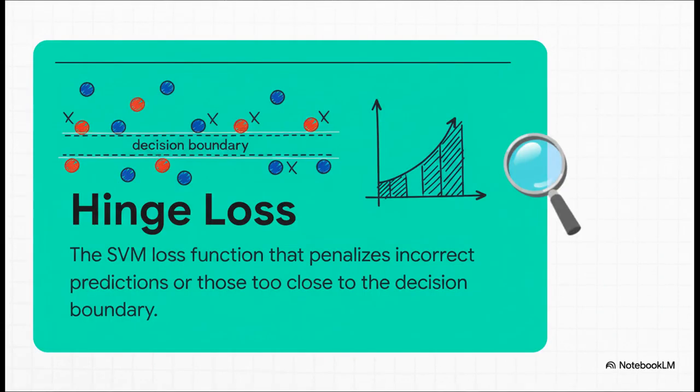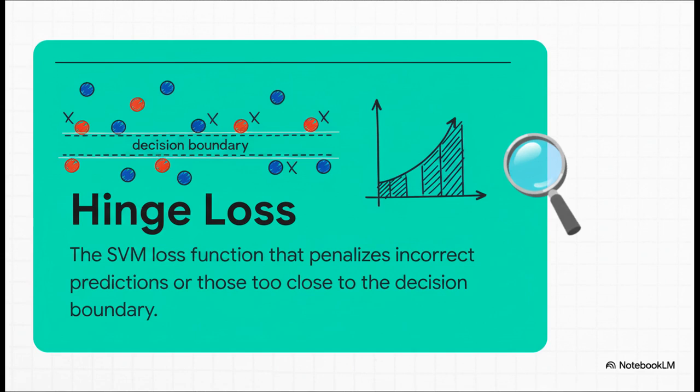What's the engine that's driving this whole margin-maximizing thing? It's a really clever mathematical function called hinge loss. What it does is penalize not only the points that are on the wrong side of the line, but also the points that are on the right side but are just a little too close for comfort, the ones that are inside that margin.